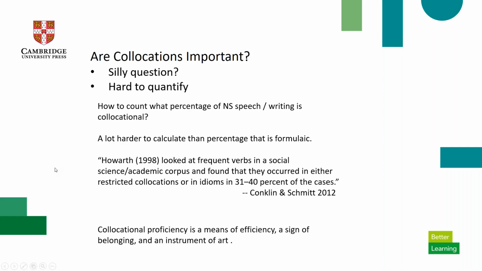Collocational proficiency is a means of efficiency. Native speakers gain a great deal of efficiency by thinking of things as units, as you don't have to go word by word as you compose your utterance. You compose it in chunks. Collocational proficiency is also a sign of belonging. You know how to put together an utterance that sounds normal. And it's, I'd like to say, an instrument of art.